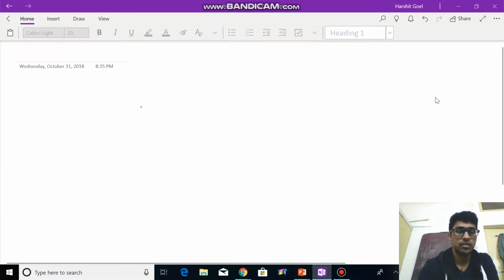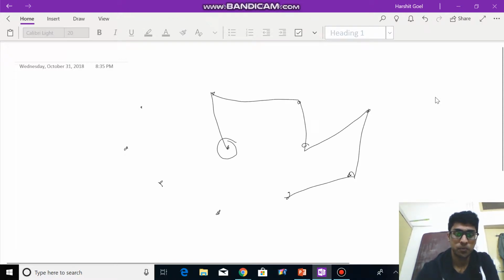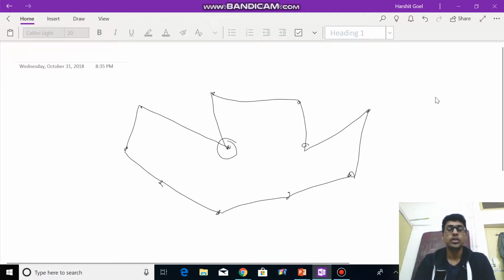So let's say these nodes are our cities and we need to find a path that visits each city exactly once. So let's say we start from this node over here. So one path could be like this. There. So in graph theoretic terms, this is called a Hamiltonian circuit or Hamiltonian cycle. So now we know what a Hamiltonian cycle is.